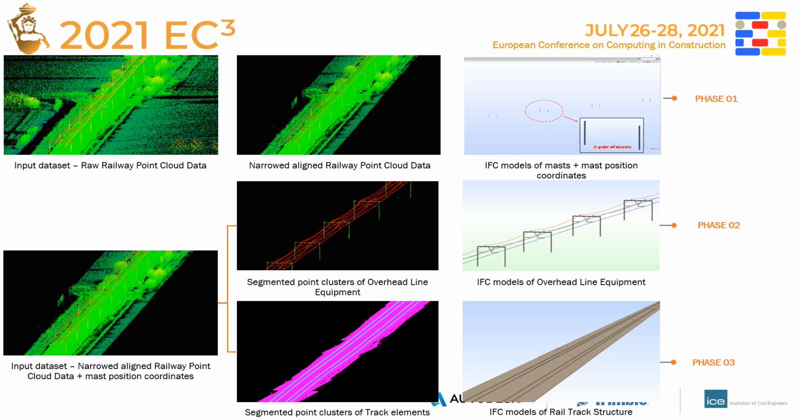Our proposed framework starts with the raw railway point cloud data and contains three phases. The first process is the automated removal of noise points and mast segmentation. The second process is the generation of overhead line equipment geometric digital twins. And the third process is the generation of railway track geometric digital twins.